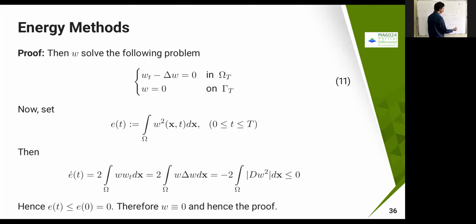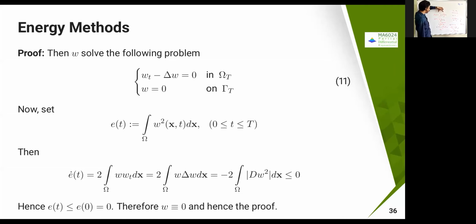What is E dot of t? I have chosen some values 0 less than or equal to t less than or equal to T. Therefore, I can write it as E of t minus E of 0 divided by t minus 0, which is less than or equal to 0. Therefore, E of t minus E of 0 is less than or equal to 0, so E of t is less than or equal to 0. But from the definition you can already see that this is a positive integral because w square is positive.